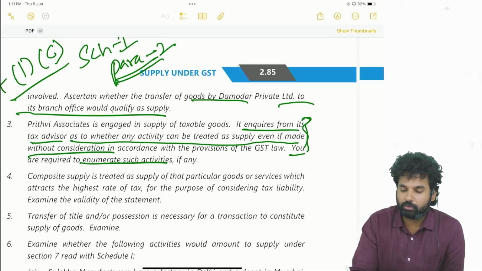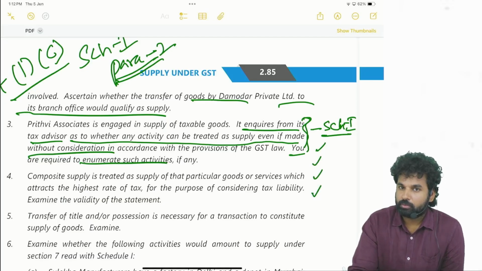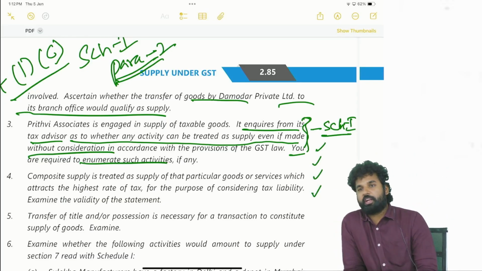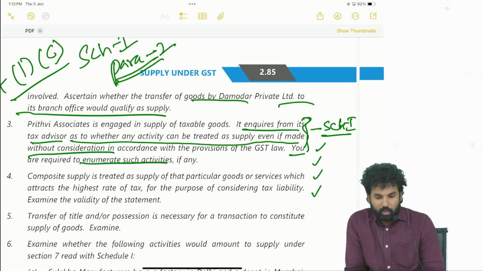Okay, so it is there under Schedule 1. How many activities are there? Four activities are there. Four points are there. What are those? Permanent transfer or disposal of business assets on which ITC has been taken. Next, transaction between related person and distinct person. Distinct person as per section 25. Related person as per section 2 subsection 49. Related person definition. Okay, right.